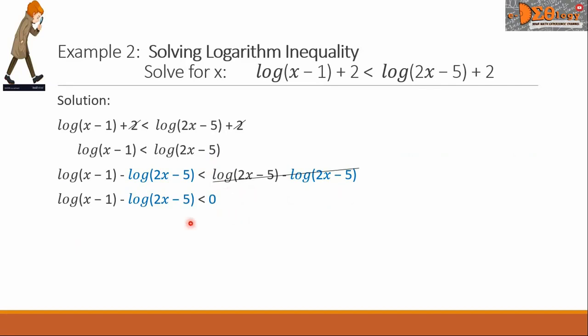Next is, let us simplify our left side where we have two logarithms. Let us remember that the log of a quotient a over b equals log of a minus log of b. In the same way, we can interchange this idea that log a minus log b is equal to the log of the quotient a over b. So simplifying our left side of the inequality, we can simplify the expression here into log of the quotient x minus 1, that is the numerator, over the denominator 2x minus 5. And this is less than 0.